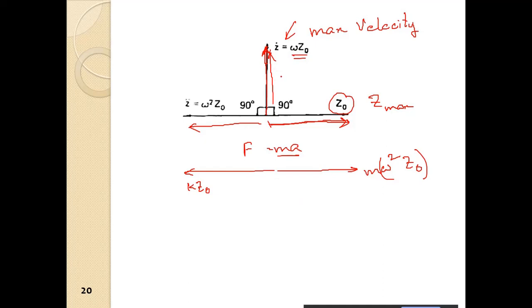And if we have a dashpot system, the dashpot force will always be opposite to the velocity. It will always oppose the motion. Since the velocity is in the upward direction, the force from the dashpot will be in the downward direction. That will be equal to C, the dashpot coefficient, into the velocity, which is omega into z naught in this case, in the phase diagram.